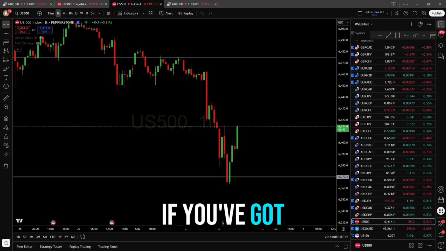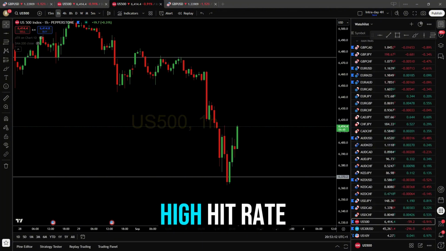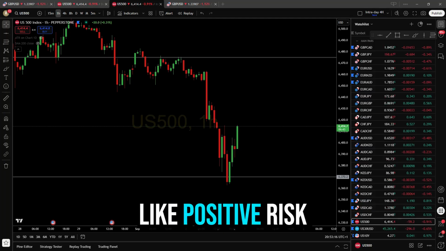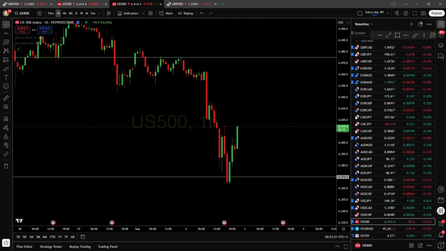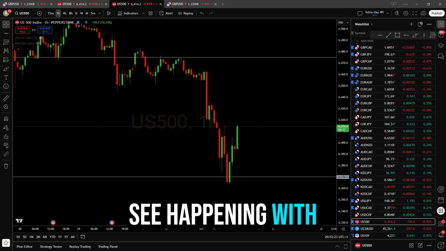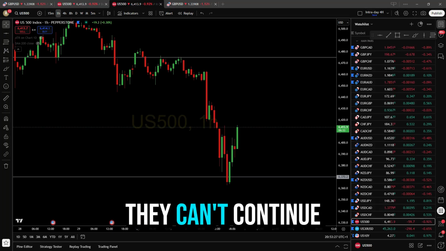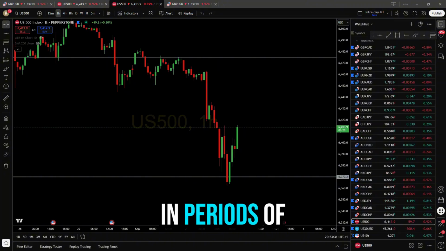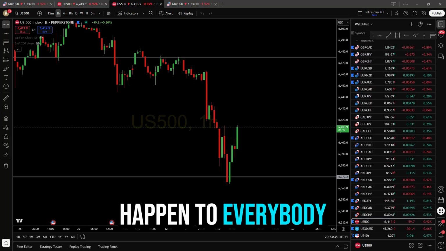If you've got a fairly high hit rate and you use positive risk reward, you can ride through the losses. But what I see happening with a lot of traders is that the losses are just too much for them to take. They can't continue to trade and execute their plan in periods of drawdown. Periods of drawdown happen to everybody.